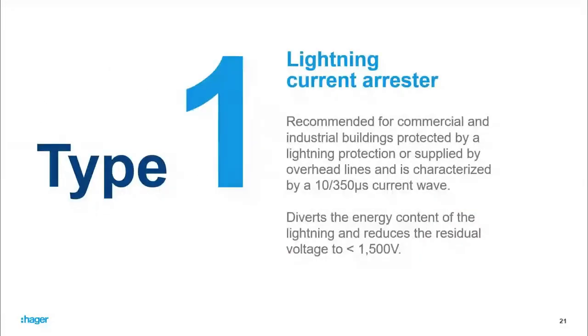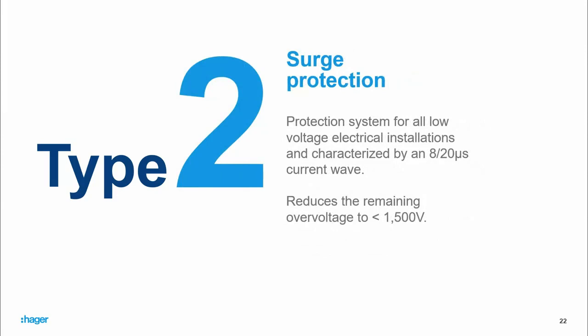In order to answer these three different kinds of waves, we have three different kinds of SPDs. So for the type 1 wave, we have the type 1 SPD, which is recommended for commercial and industrial buildings with lightning rods or overhead lines. This is the type of SPD which protects you against the type 1 wave. Let's move on to type 2 SPDs, which tackle and divert the type 2 surge wave, which is an 8/20 microsecond current wave, to the ground, and they reduce the remaining overvoltage to less than 1500 volts.